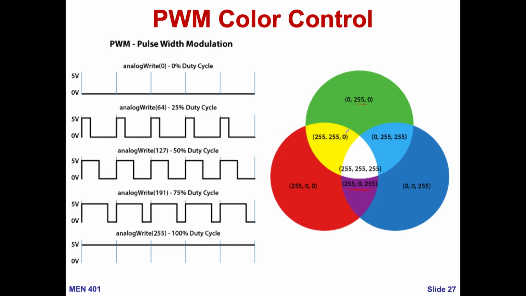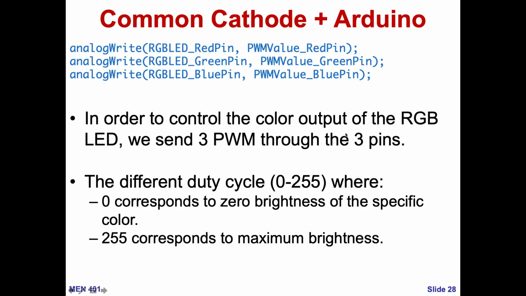Okay? How can I program this with Arduino? As simple as connecting 3 PWMs. So I will analog write on the pin connected to my red a value from 0 to 255. Okay? And then I connect the green to another pin, and I write a value from 0 to 255, and the blue to another pin, 0 to 255. Okay, so 0 corresponds to 0 brightness, 255 corresponds to maximum brightness.